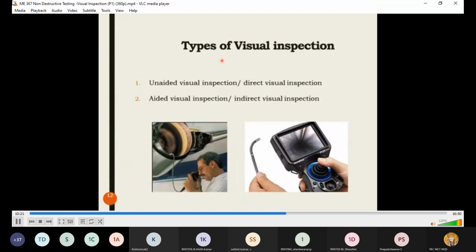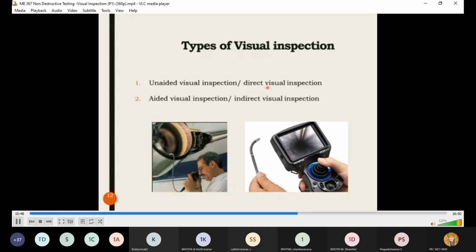Now, we go to the types of visual inspection. There are two types of visual inspection. First one is unaided or direct visual inspection. Second one is aided visual inspection or indirect visual inspection, right? As the name suggests, in unaided or direct visual inspection, we light the specimen and then use our vision, right? Our naked eye is used.